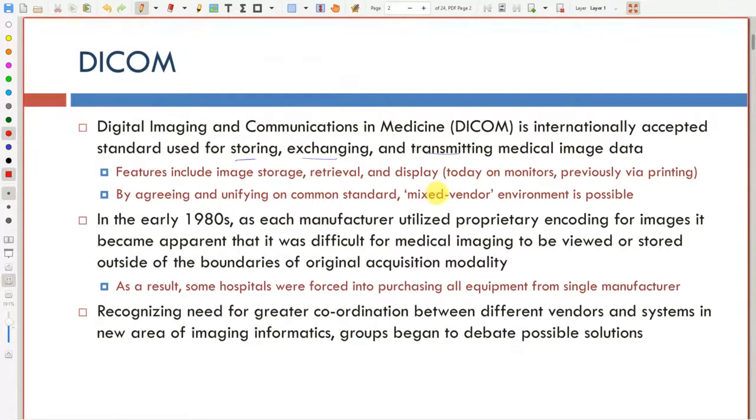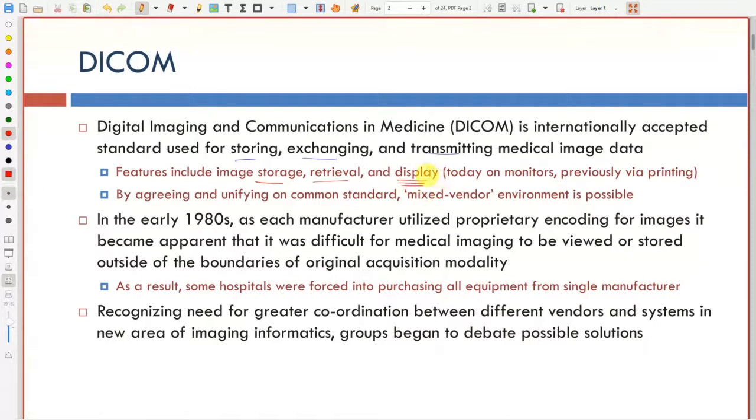And when we talk about DICOM, before we actually get into the detail, we're going to realize how versatile such a standard is. The features of this standard include how you store the images, how you retrieve the images, and how to display the images, which is very important. Display actually used to be on printers, like on films or whatever media. Sometimes a video printer would print the image on thermal paper, for example. Now it's mostly on monitors.